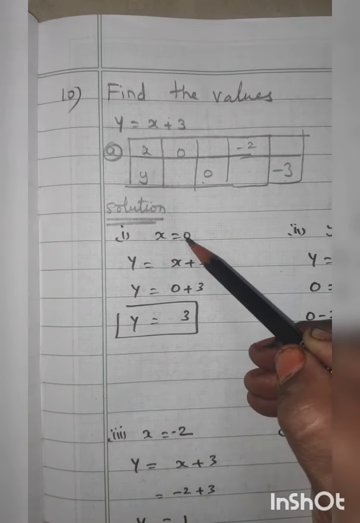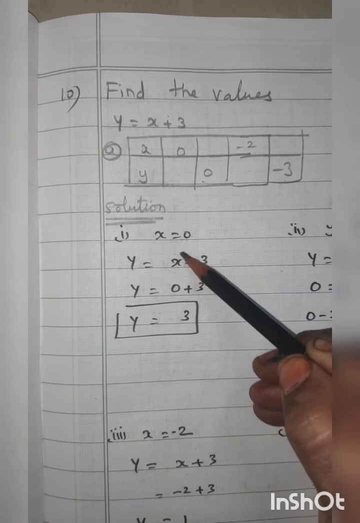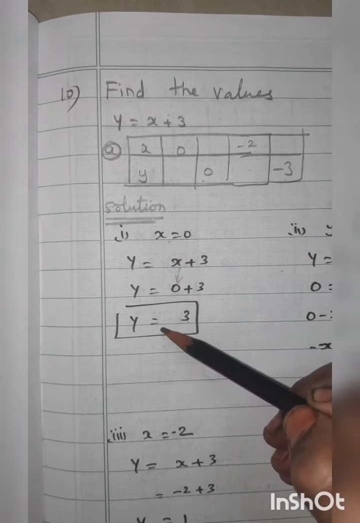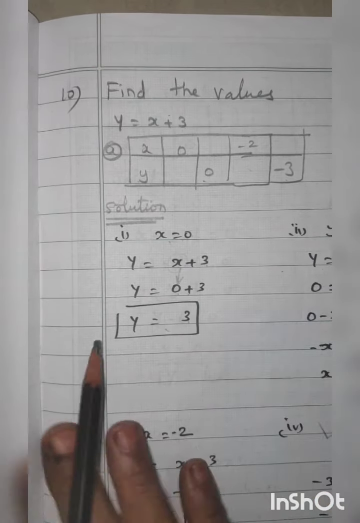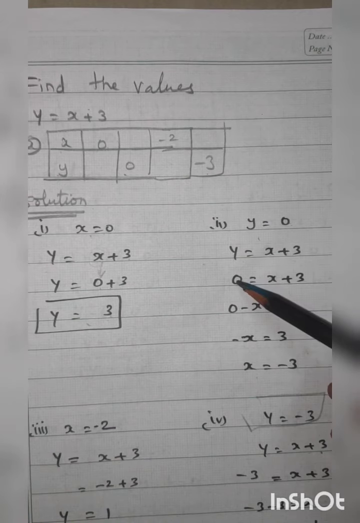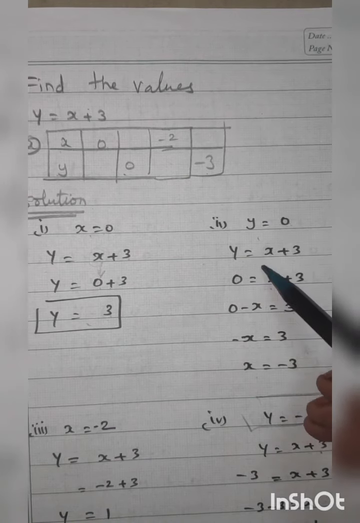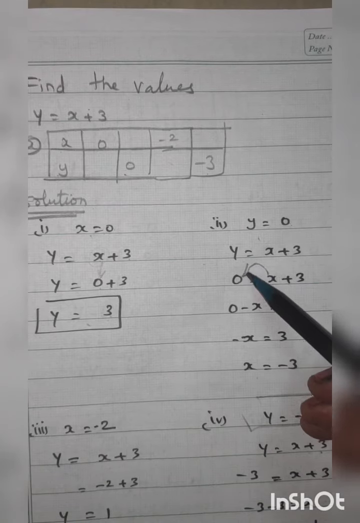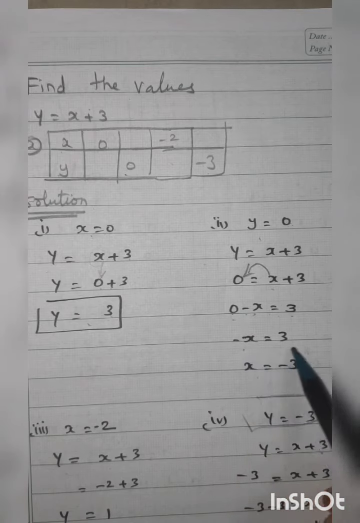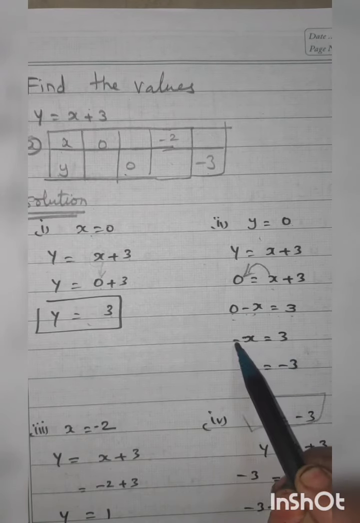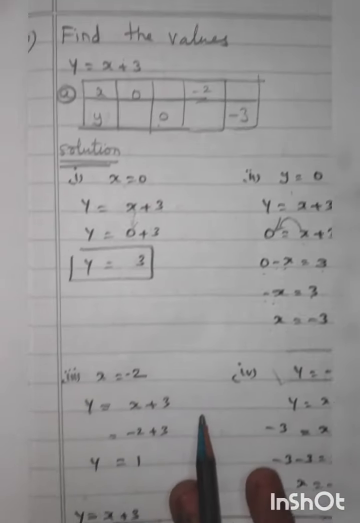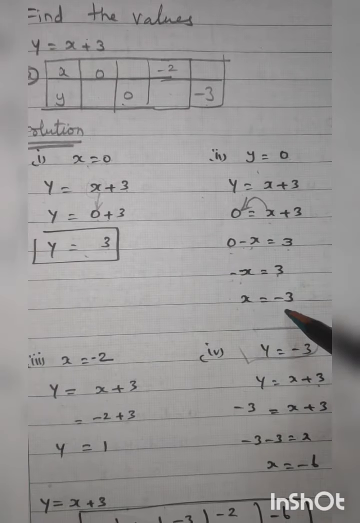First sum, x value equal to 0. So instead of x you substitute that value, 0 plus 3 equal to 3. X equal to 0, you get the answer y equal to 3. Second one, y equal to 0. So y straightly you write 0, x plus 3. This plus x on the left side changes into the minus symbol. 0 minus x equal to 3. 0 minus x equal to minus x equal to 3. X equal to, so here the minus symbol changes into the plus symbol. X equal to minus 3. Now y equal to 0, you get the answer minus 3.